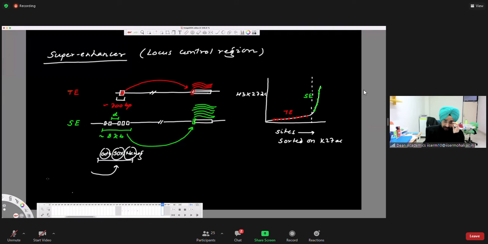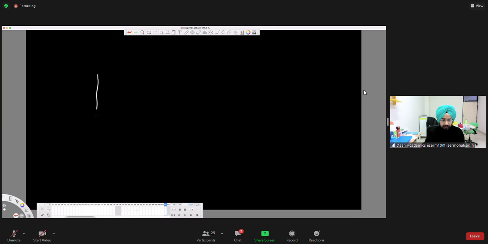And yet another important difference between the two is the switch-like upregulation of the target gene in super enhancers as compared to typical enhancers. Now, what is that switch-like thing? I will not get into the detail because that will be your systems biology topic, and if somebody is interested, I can give you the details. If you know the basic biochemistry, you would know the Hill equation.